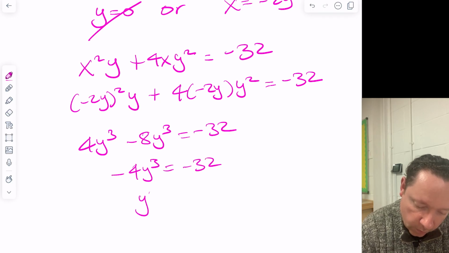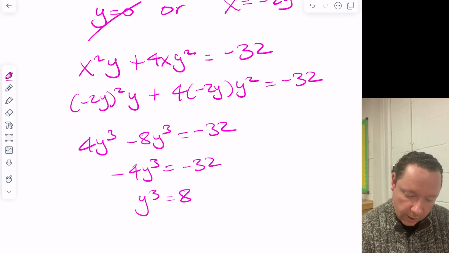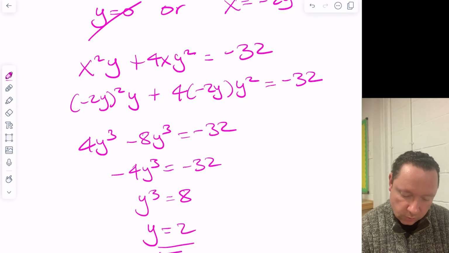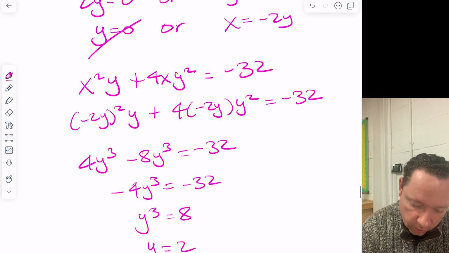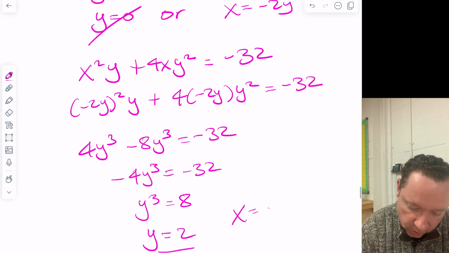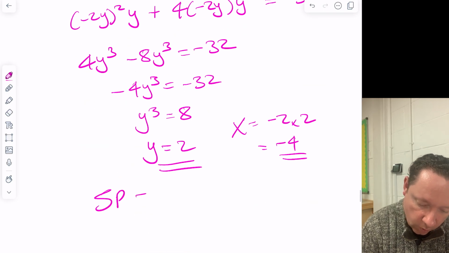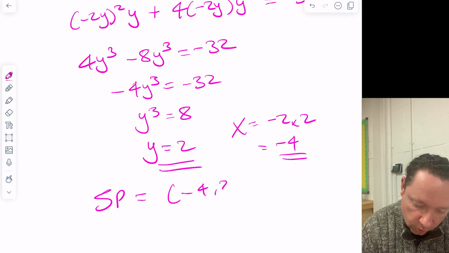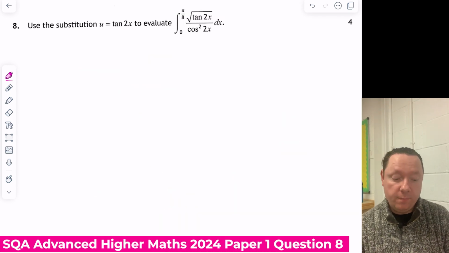So y cubed is minus 32 over minus 4. 4 eights is 32. So y must be 2, because 2 times 2 times 2 is 8. If y is 2, then x equals minus 2 times 2, which is minus 4. So the stationary point is minus 4 and 2. And we're done there. SQA Advanced Higher Maths 2024 paper 1 question 8.